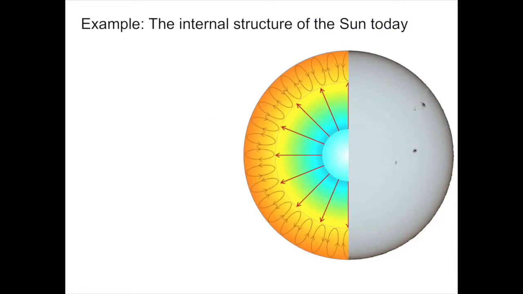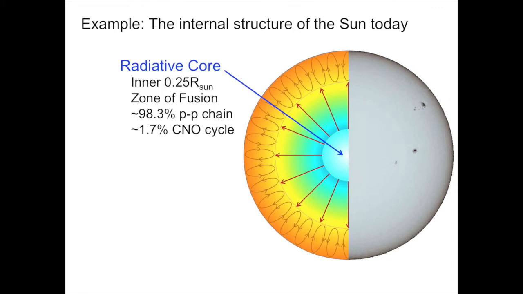If we looked at, for example, the Sun today, which is a 1 solar mass star, where the composition in the core is shown about 35% hydrogen and about 65% helium, we find that we have an inner radiative core. This is the inner 1/4 of the radius of the Sun, containing about 10% of its mass, or half of the solar mass, excuse me. This is the zone of fusion. It's running on fusion at about 98% of the proton-proton chain and a little under 2% of the CNO cycle.